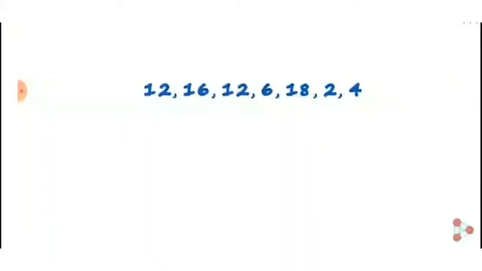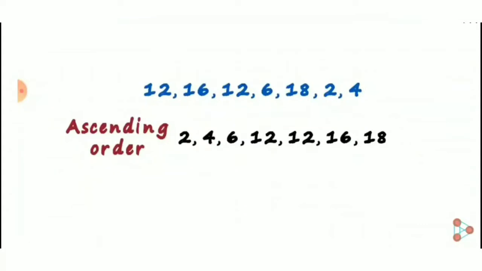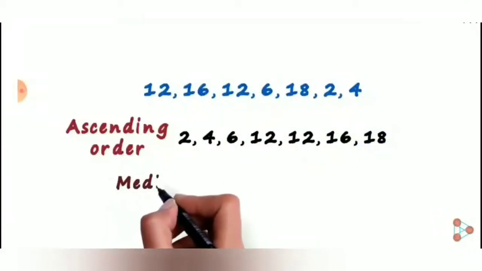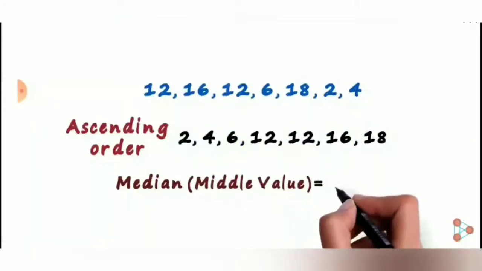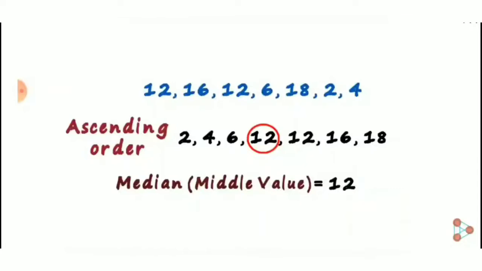Median of this set of numbers. We know that the median is the middle or the central value, but only after we arrange the terms in ascending order. This is the ascending order of the set: 2, 4, 6, 12, 12, 16 and 18. Now to find the median, we just have to look for the middle value. This is the middle term. It has 3 terms on its left and 3 on its right. 12 is the median of this set of numbers.